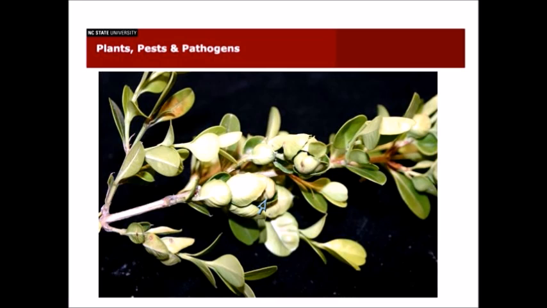But they only have one generation a year, and once these nymphs mature, they will leave the boxwood and probably go into what we call diapause. It's sort of like a summer hibernation somewhere.